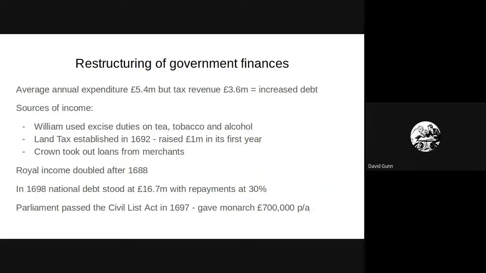But basically, what you can see this period as, 1608 to 1701, is a period of the resolving of these long-term issues in constitution, religion, and finance. So the Civil List Act really kind of resolves that long-term issue that we've seen earlier on.